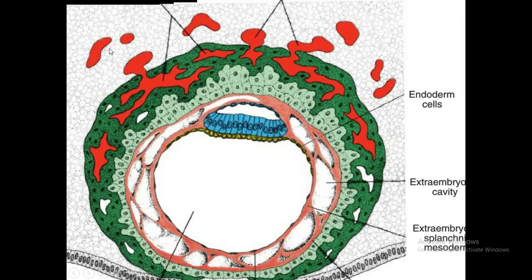Again, I am repeating the important events that occur during days 11 and 12: the establishment of the very important uteroplacental circulation, formation of extraembryonic mesoderm, the chorionic cavity, and the decidual reaction.